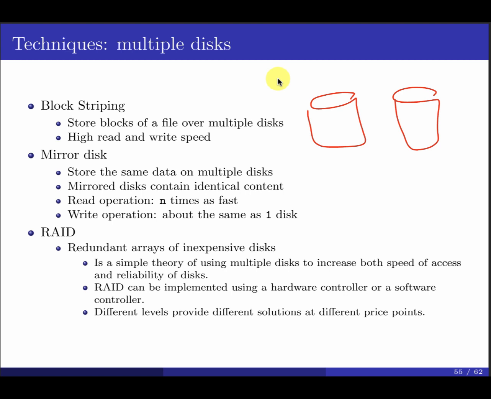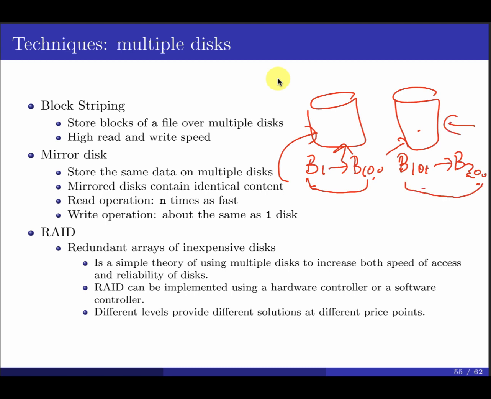Striping, what does that mean here? For example, I'm going to store block 1 up to block 100 here, then block 101 up to block 200 is going to be stored here. So if you want to access the data from P1 to P100, use disk 1. If you want to access P101 up to 200, then use disk 2. Okay? High read and write speed, because it just looks like you distribute your data among different disks.